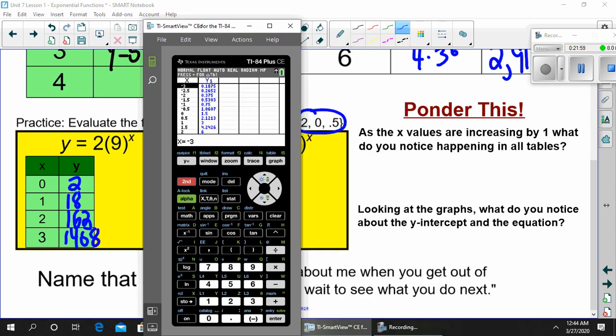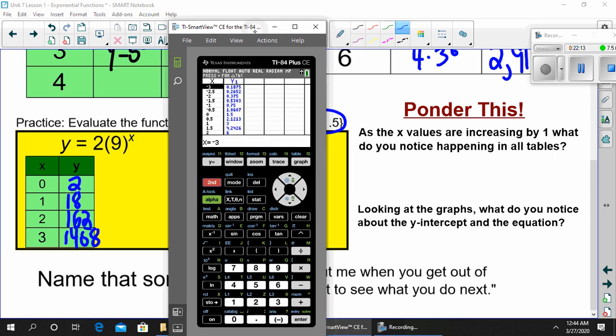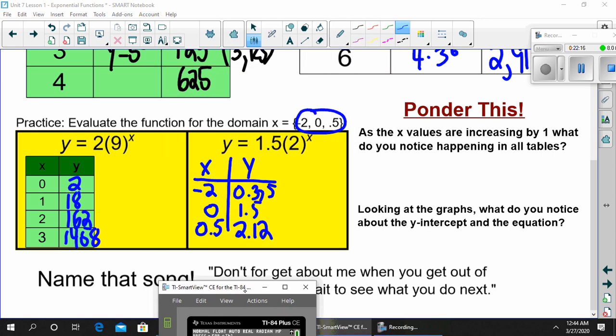All right, and it says ponder this. It says as the x values are increasing by 1, what do you notice is happening in all tables? All right. So what's happening? Well, the y value. Let me bring this down. As the x is increasing by 1, the y value is being multiplied by the constant b. So just take a look. 2 times 9, 18. Every single time it's being multiplied by this.